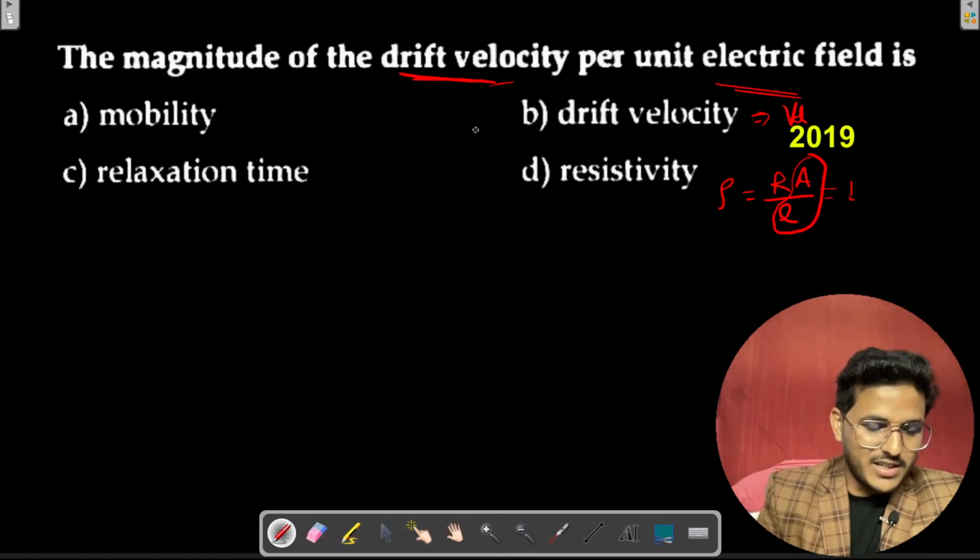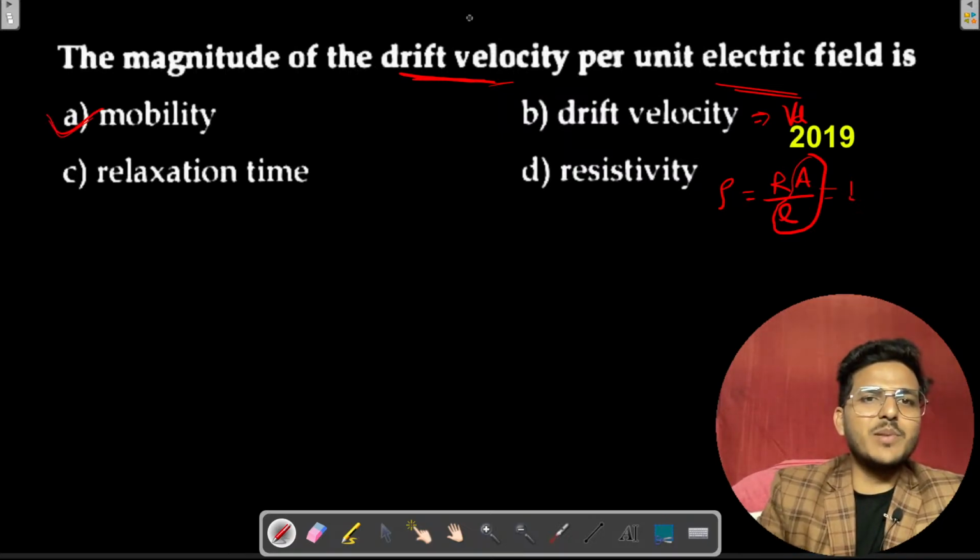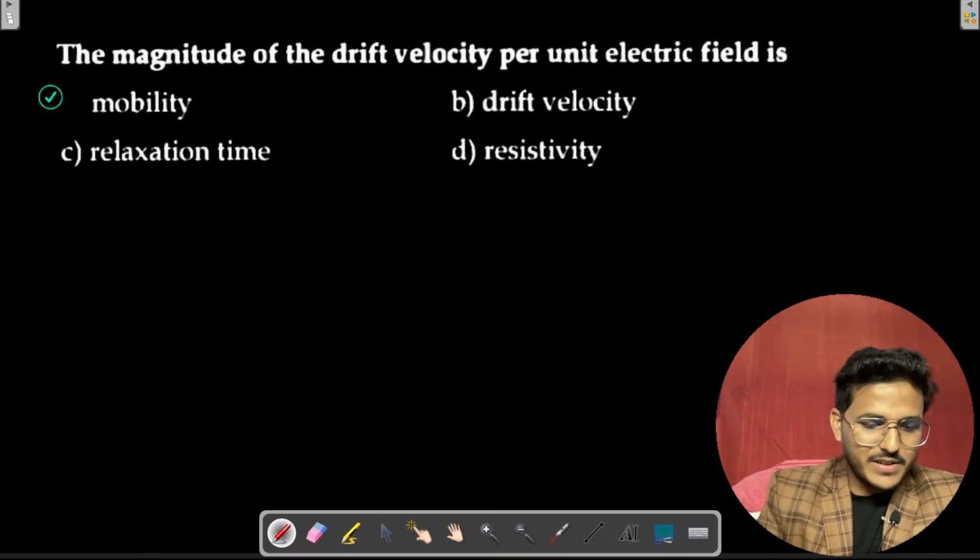Nick, your answer is correct. Yaswini correct. Suresh correct. Saujanya correct. That's mobility. That's great. Moving to next.